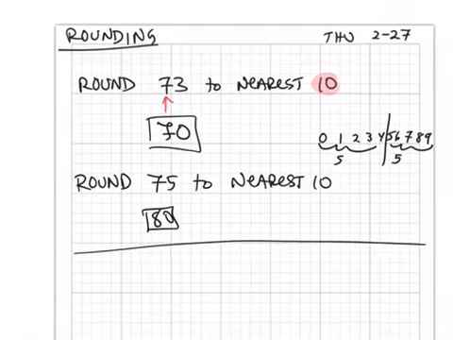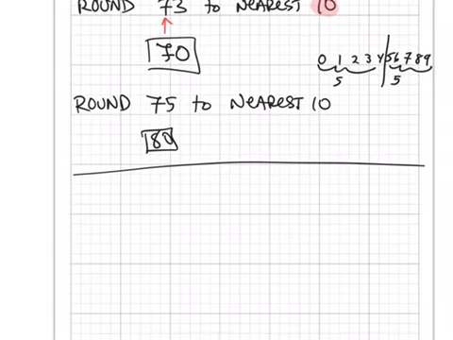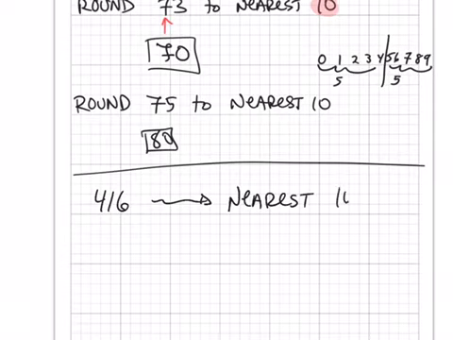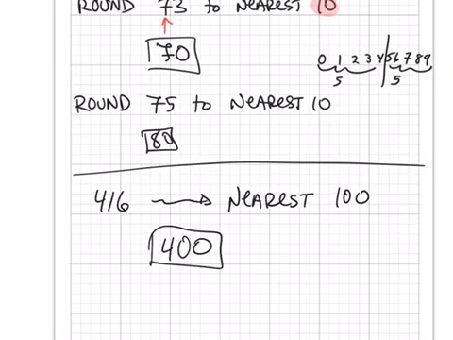Let's try another problem. Okay, this problem is to round the number 416 to the nearest 100, the nearest multiple of 100. The nearest multiple of 100 is 400, because 16 brings this number closer down to 400 than up to 500. Okay?